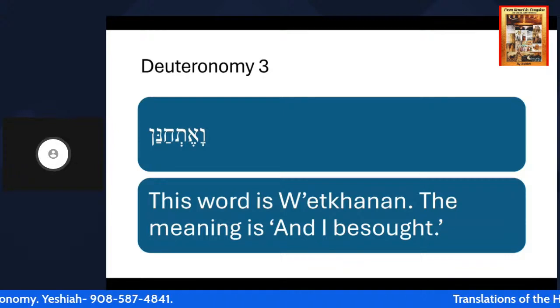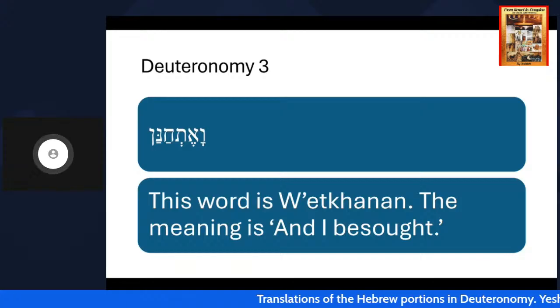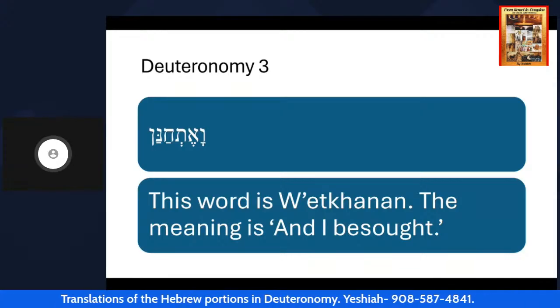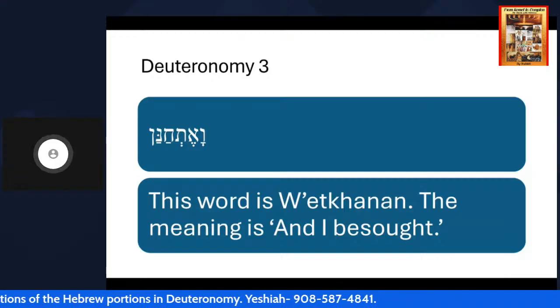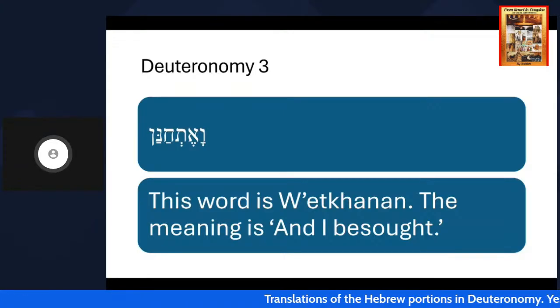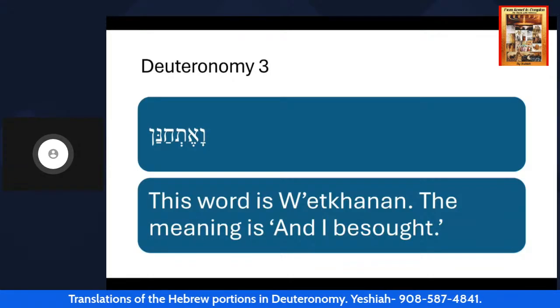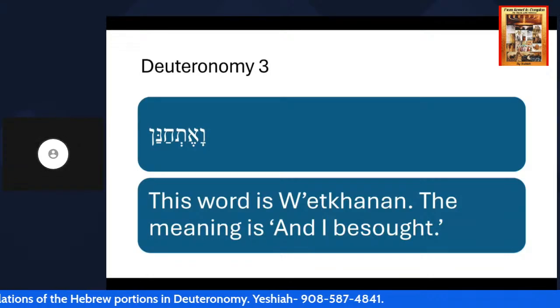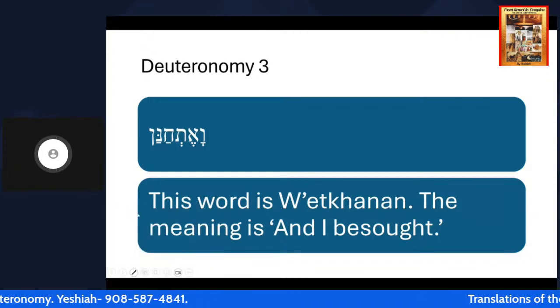Wa'et Hanan. This word is Wa'et Hanan. The meaning is, and I besought. Now, brothers and sisters, we want to point out that this verb stem here serves as the hitpa'el stem, if we will, which is the seventh of the seven stems.